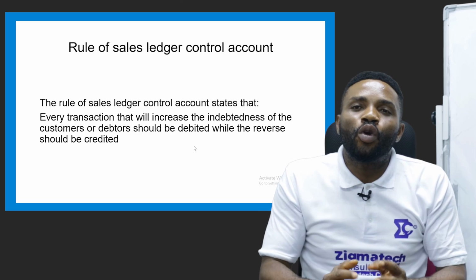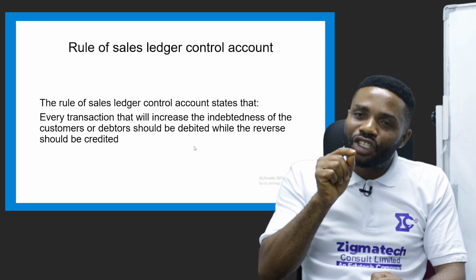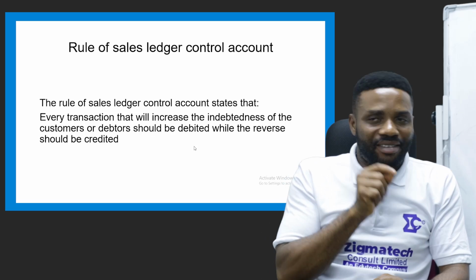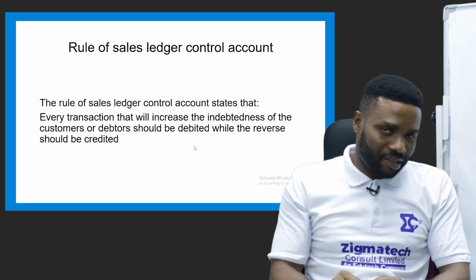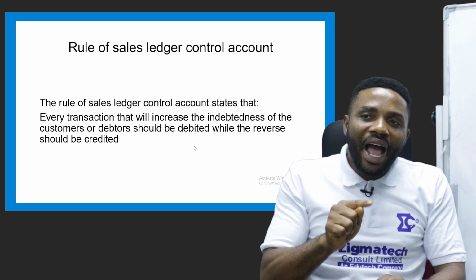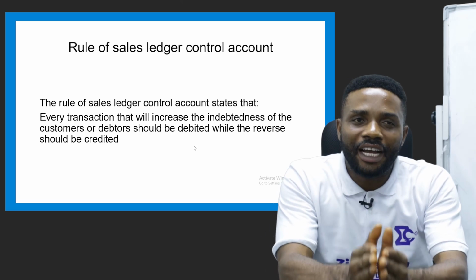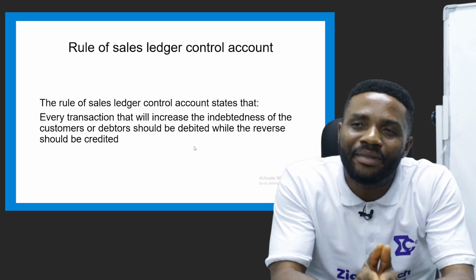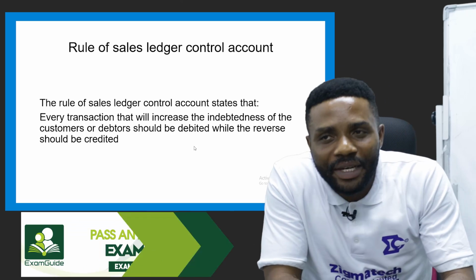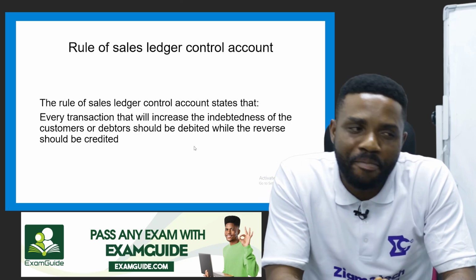Now, I said the rule of the sales ledger control account states that every transaction that will increase the indebtedness of the customers or debtors should be debited, while the reverse should be credited. Very simple rule. Every transaction that will increase the indebtedness of the customers or the debtors should be debited, while the reverse should be credited. Another very important question, sir.